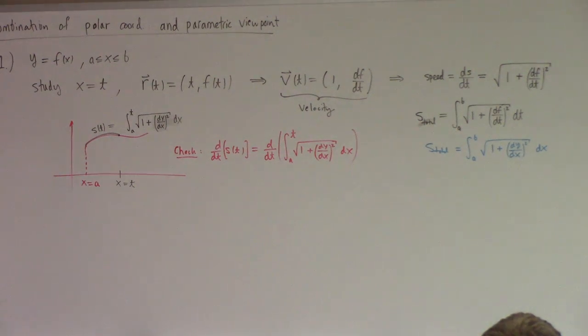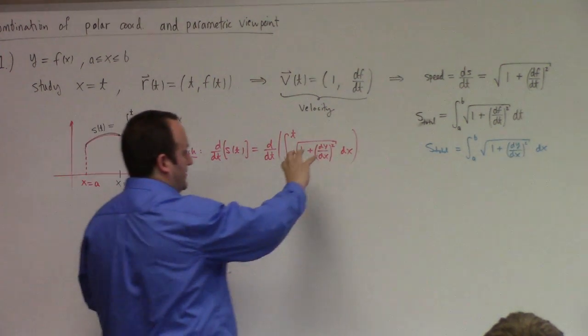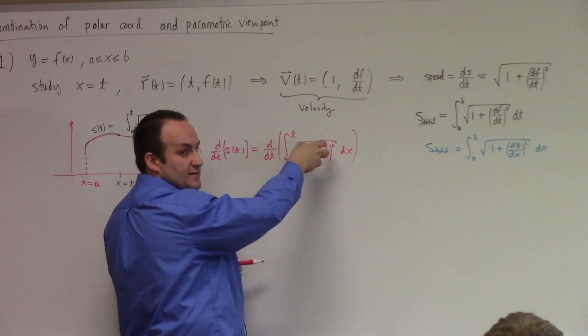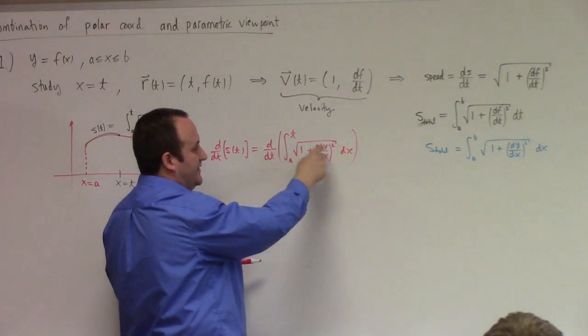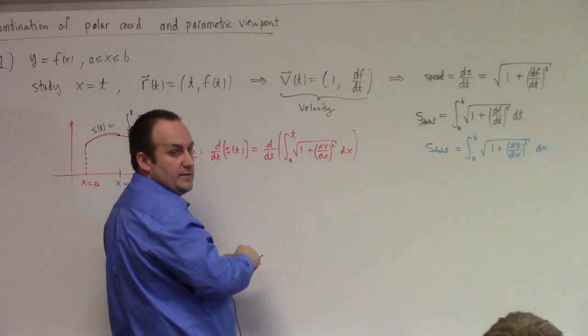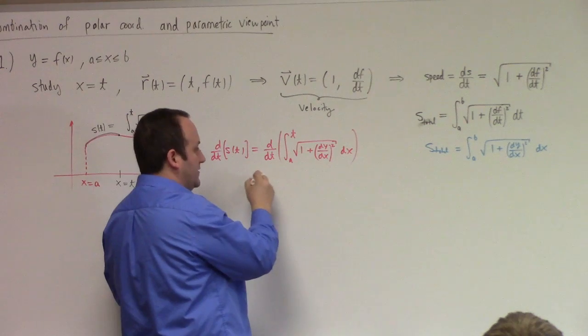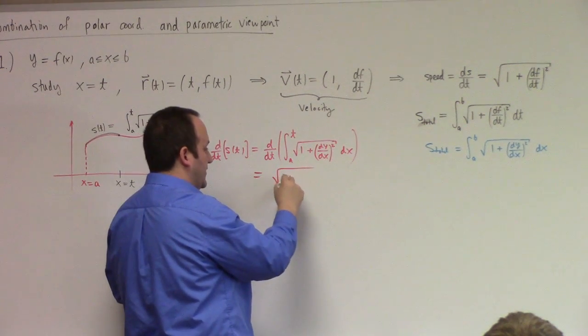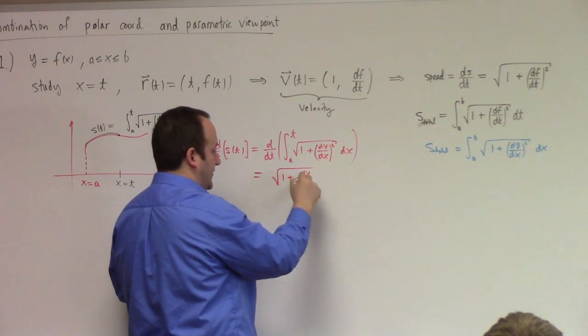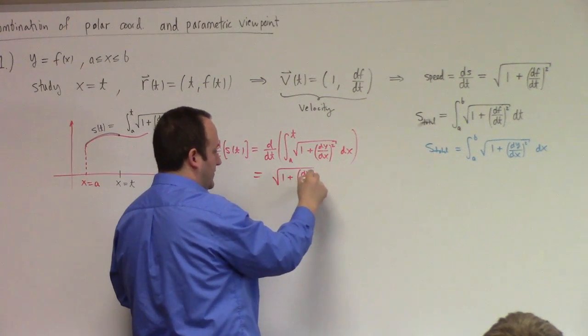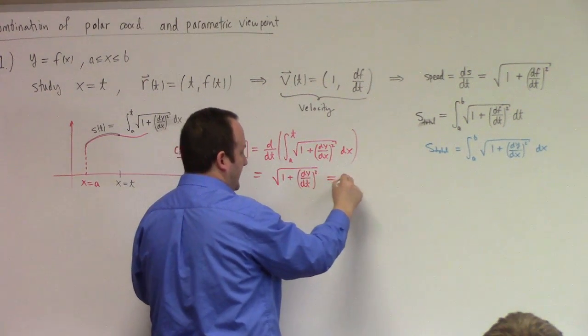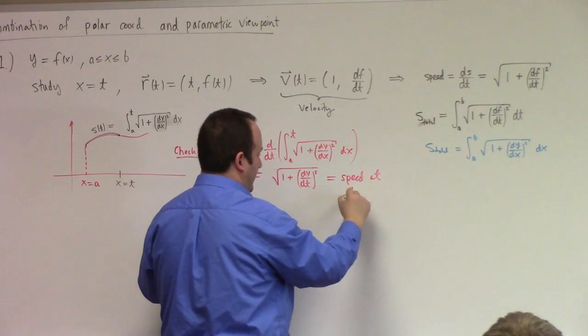What is the derivative of an integral with a varying bound? Remember, the fundamental theorem of calculus part 1 says you just take this and plug in x equals t in this case, right? So this would be the square root of 1 plus (dy/dt) squared. In other words, it's the speed at time t.